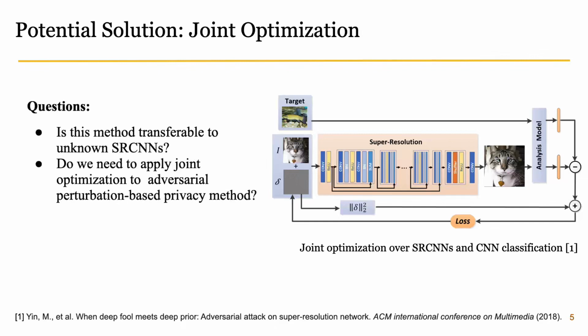Therefore, the question is, if users use their own SRCNNs to learn low-resolution adversarial images, do they fool unknown SRCNNs or classifiers? If yes, how do we update the adversarial perturbation-based method for joint optimization?